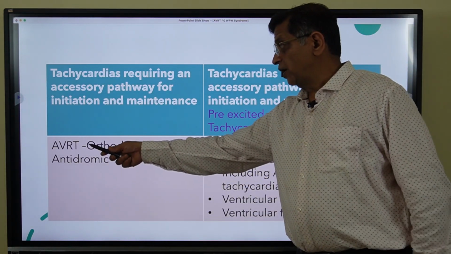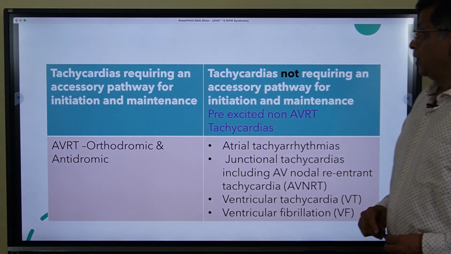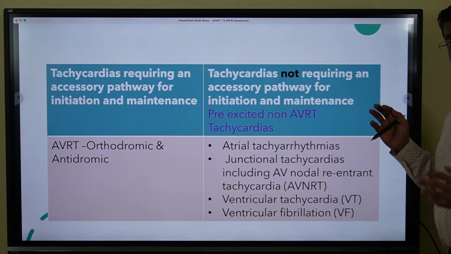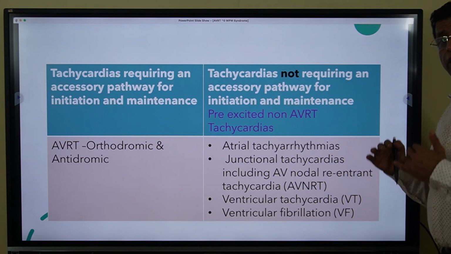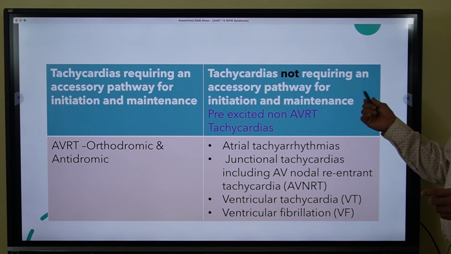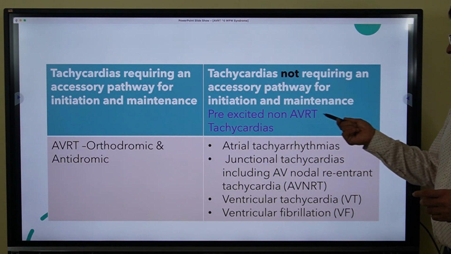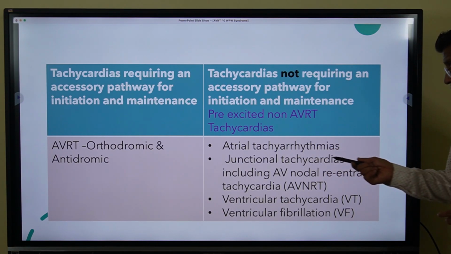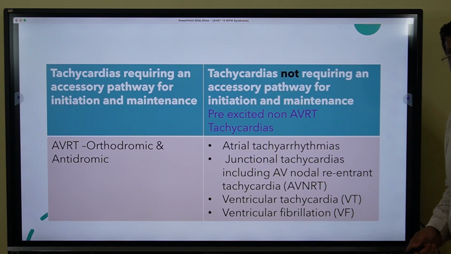In this we have AVRT, orthodromic and antidromic. The other type is tachyarrhythmias which do not require the accessory pathway; they can happen in other patients also, but they happen in the patient with WPW. So they do not require the accessory pathway for initiation and maintenance. For example, pre-excited non-AVRT tachycardias, atrial tachyarrhythmias, junctional tachyarrhythmias including AVNRT, ventricular tachycardia and VF.